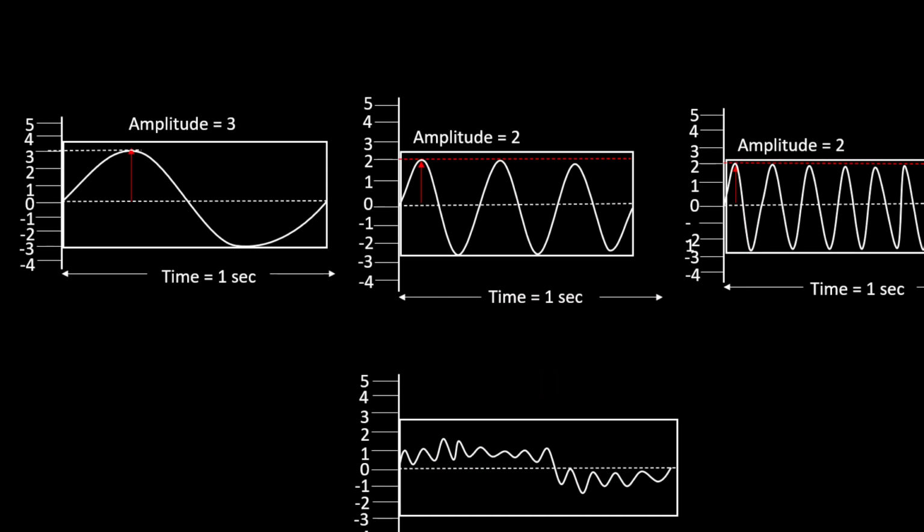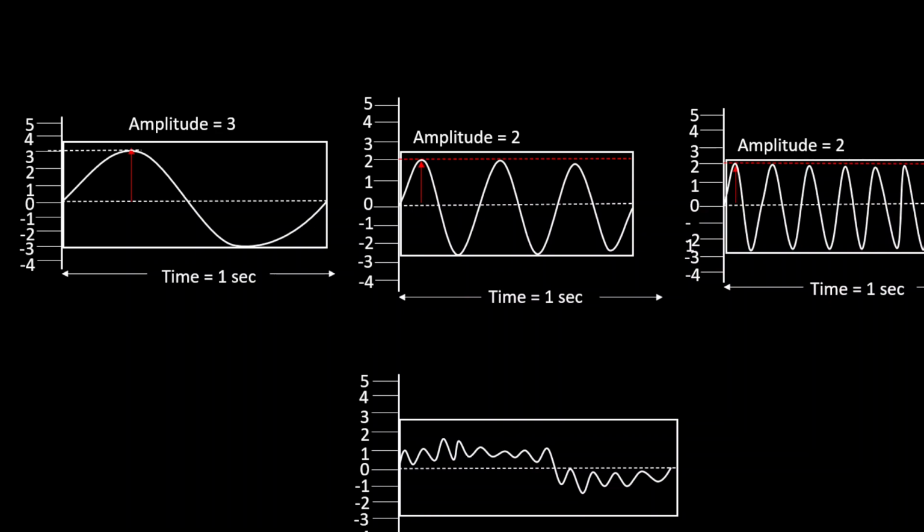Now, what Fourier said is, if you have waves of different frequency and different amplitude, if you sum them up, you get a new wave as seen here. So I'm summing up a sine wave of frequency 1 cycle per second with an amplitude of 3 units, and another wave of frequency 3 cycles per second with an amplitude of 2 units, and a wave of 8 cycles per second with an amplitude of 2 units. If I sum this up, I'll get a new wave.